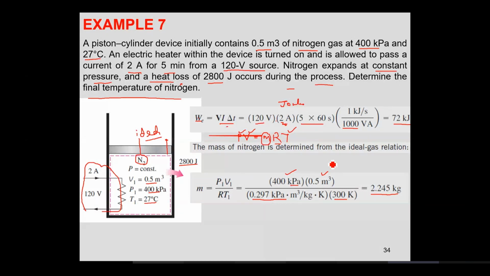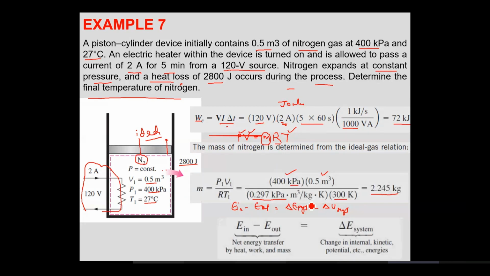Furthermore, now you have to apply the energy balance equation. The energy balance equation for a closed system is a simple equation, which is basically E in minus E out equals the change in energy of the system. And since it's a closed stationary system, you can replace the change in energy of the system with delta U of the system. So you have essentially this equation, E in minus E out equals delta U of the system.